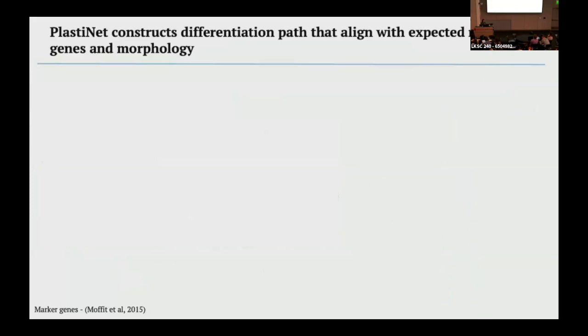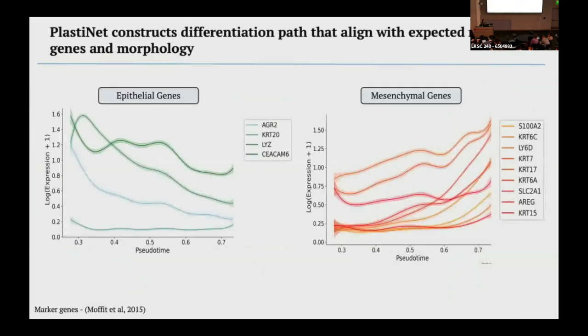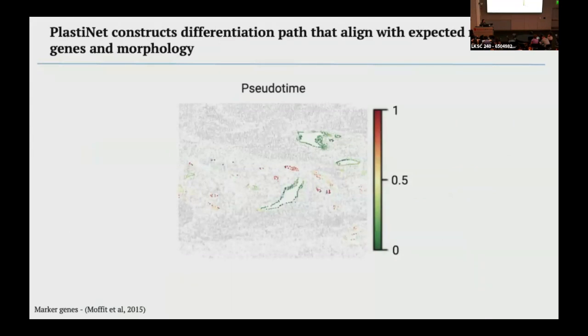We then constructed a differentiation path using classical and basal signatures from literature. The continuous cell ordering reflected the expected expression patterns. Epithelial genes were highly expressed at early pseudotimes and decreased over time, while mesenchymal genes increased later. This was also morphologically consistent, as low pseudotime cells, the more epithelial-like, form structured ducts, and the high pseudotime, the more mesenchymal-like, were more dispersed throughout the tissue.